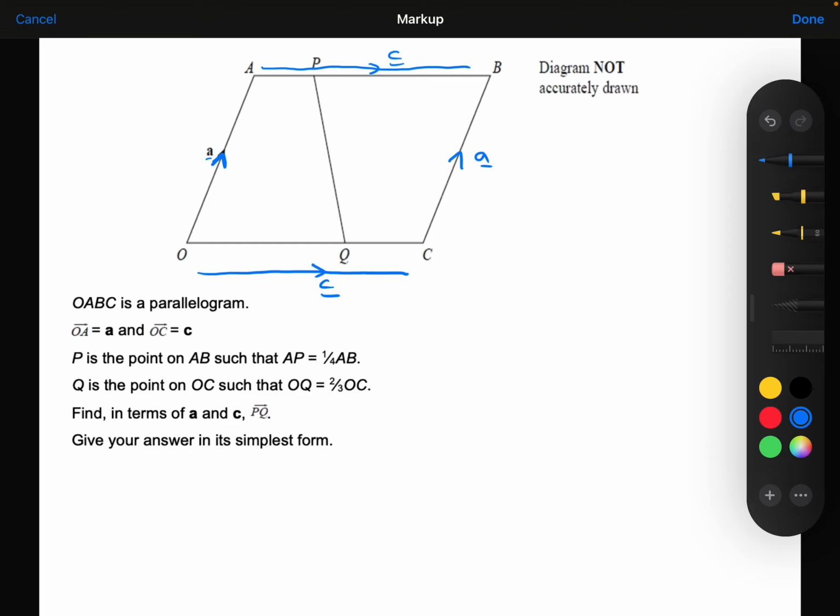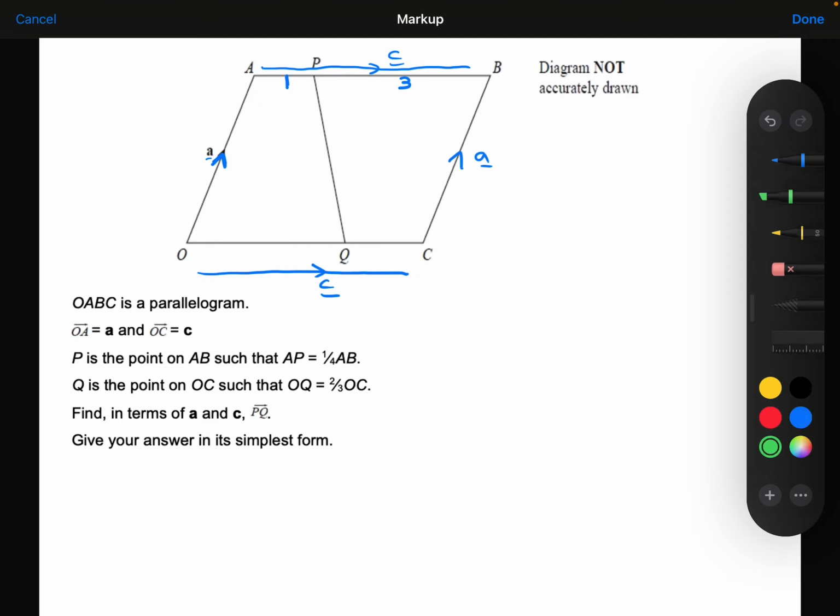We are told that P is the point on AB such that AP is 1/4 of AB. So this here would be 1 part for 1/4, and this would be 3 parts for the 4 parts in total.